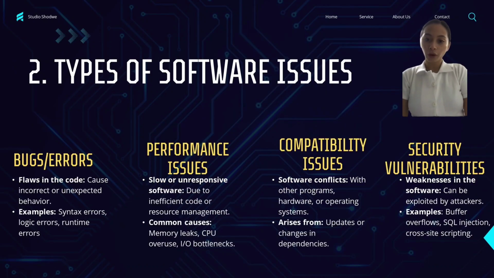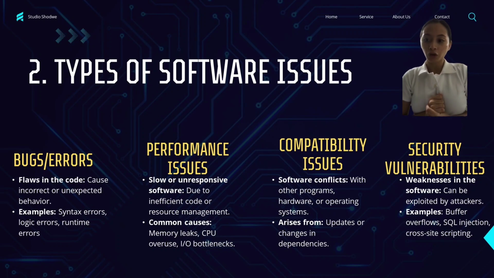Types of software issues: bugs, errors, flaws in the code that cause incorrect or unexpected behavior. Examples: syntax errors, logic errors, runtime errors. Second type of software issues is performance issues. It is described as slow or unresponsive software due to inefficient code or resource management. Common causes of performance issues are memory leaks, CPU overuse, I/O bottlenecks.